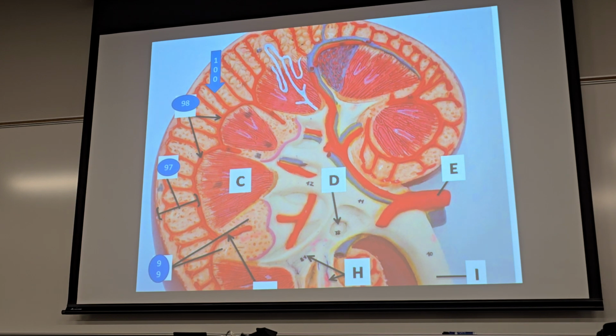Okay, so we had 97. What's 97? Cortex. Okay, and 98. Arcuate arteries. Okay. And number 99. Renal column. Okay, and 100. Cortical radiate artery.